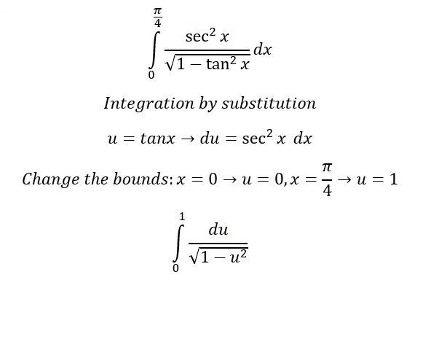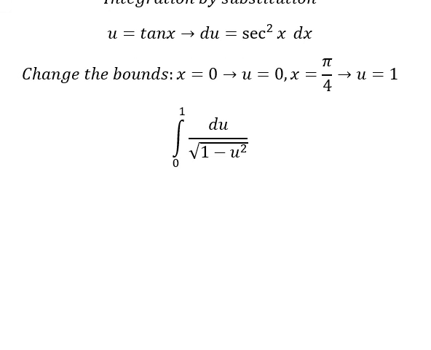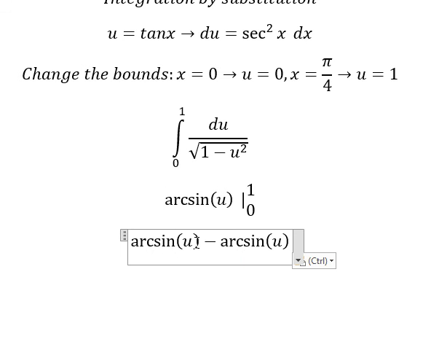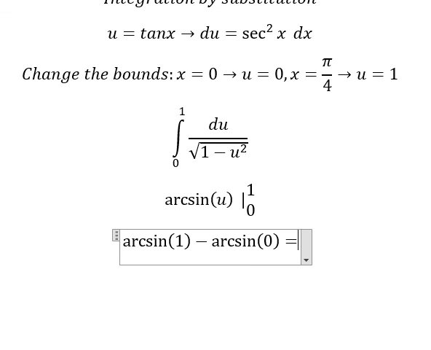The integration of this one, we will have arcsine of u. And we put the bounds from 0 to 1. And now we have the final answer. And this one we will have π over 2.